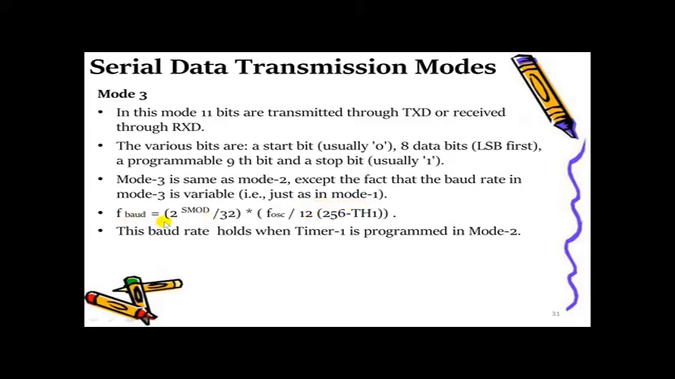So the baud rate is equal to 2 to the power of SMOD divided by 32, into the oscillator frequency divided by 12 into (256 minus TH1), where TH1 is the 8-bit timer 1 high register. So this is the formula. This baud rate holds when timer 1 is programmed in mode 2.